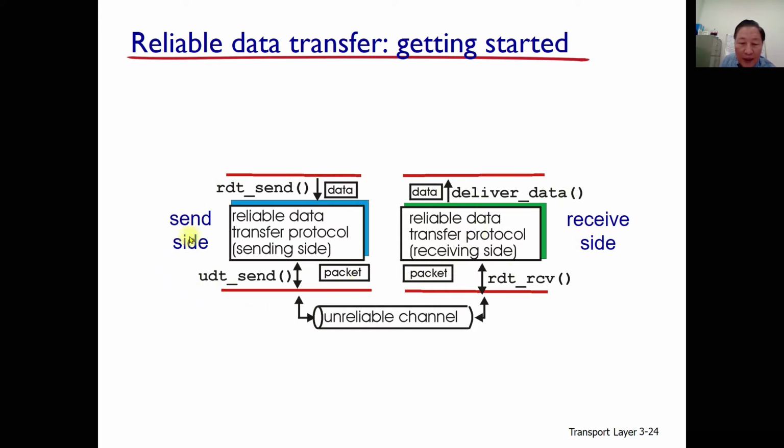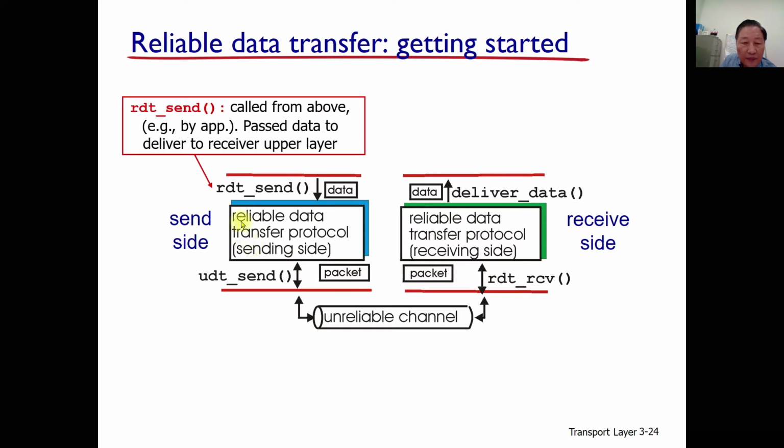Let's focus on that. Transport layer. This one is about that. Above is the application layer. Below is the network layer. That is providing a reliable channel. Here, sending side and the receiving side. Here, RDT send. This one is called from above, for example, by an application layer program, and passes the data to deliver to the receiver upper layer.